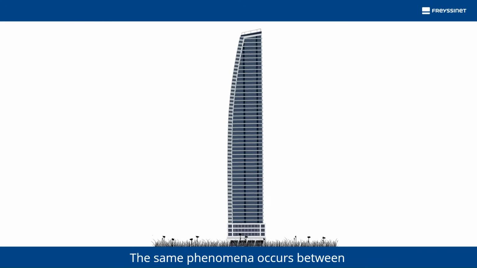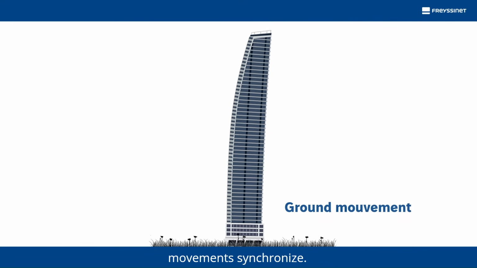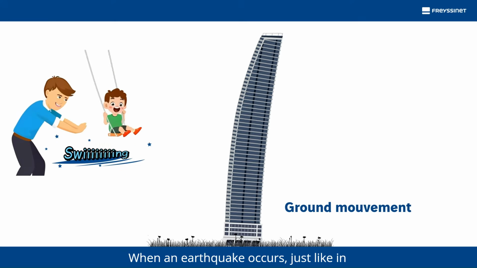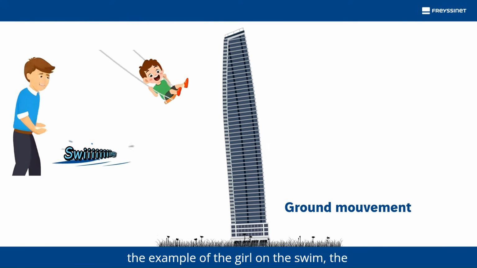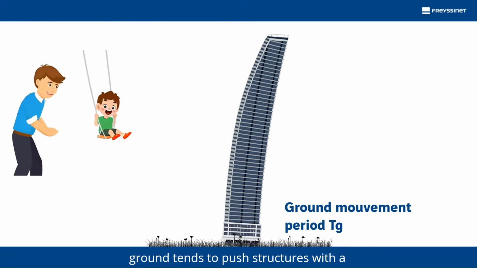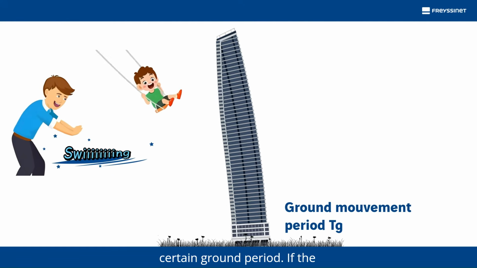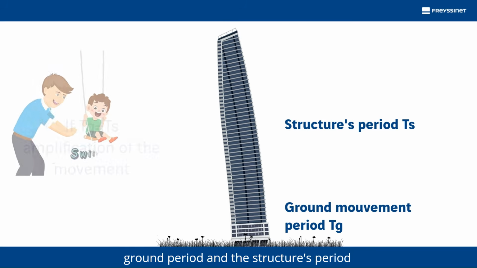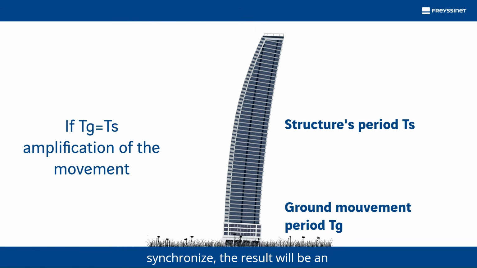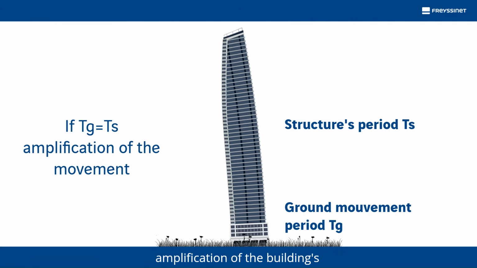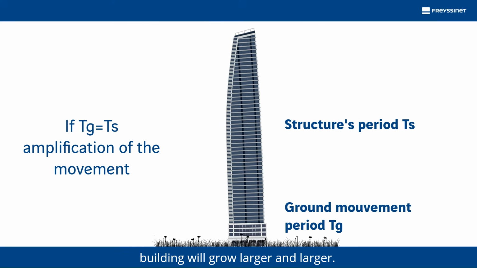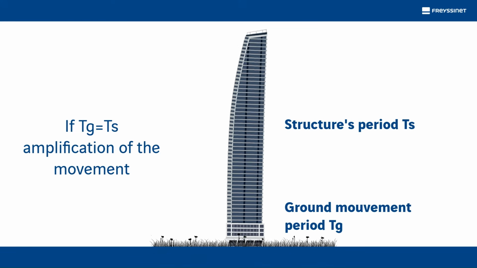The same phenomenon occurs between buildings and the ground when their movements synchronize. When an earthquake occurs, just like in the example of the girl on the swing, the ground tends to push structures with a certain ground period. If the ground period and the structure's period synchronize, the result will be an amplification of the building's displacements, and the force within the building will grow larger and larger.